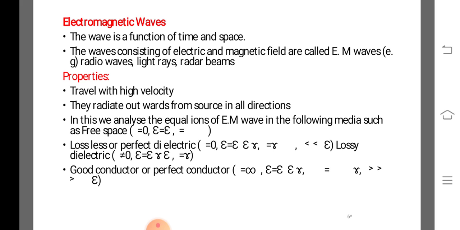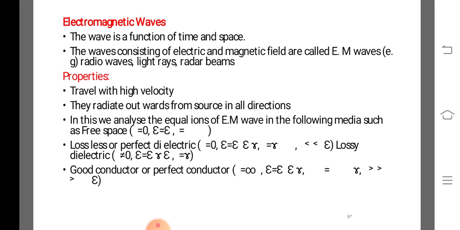So electromagnetic waves: the wave is a function of time and space. The waves consisting of electric and magnetic fields are called electromagnetic waves. Examples: radio waves, light rays, radar beams. So they have some properties: they travel with high velocity, and they radiate outwards from the source in all directions.